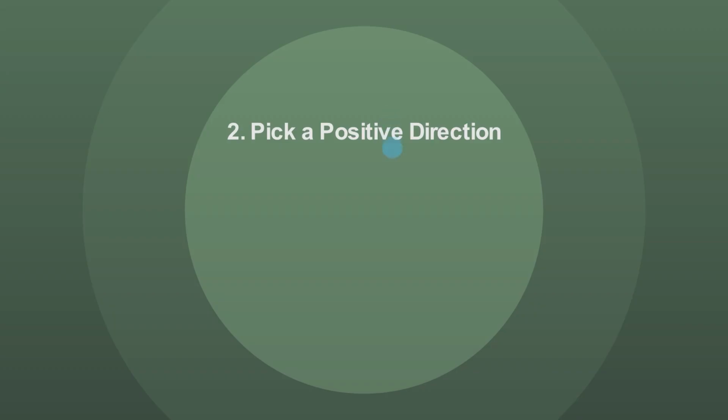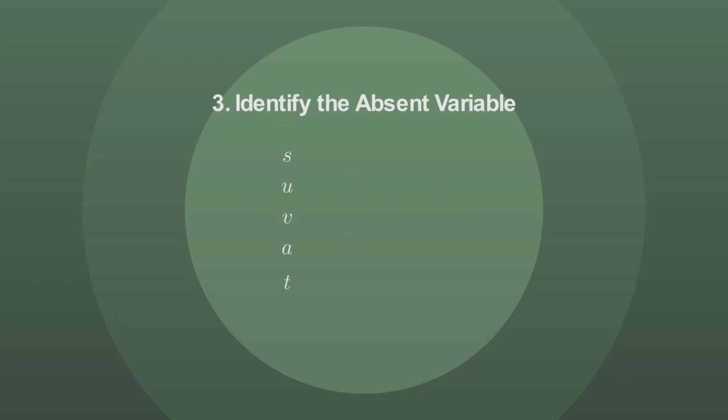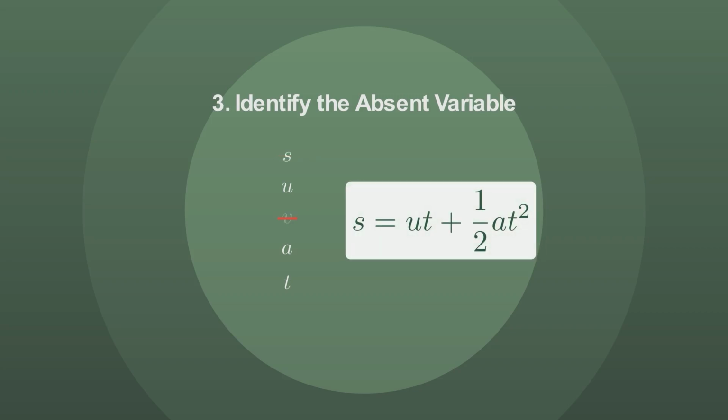Two is to pick a positive direction at the start of the problem and stick with it. You can't change your mind halfway through. And number three is to identify the absent variable before you pick a SUVAT equation. Okay, because once you do this, the right equation falls out automatically. So let's just refine some key definitions, otherwise everything falls apart.